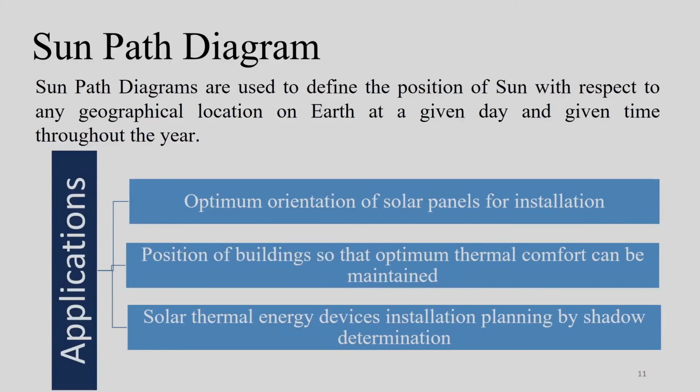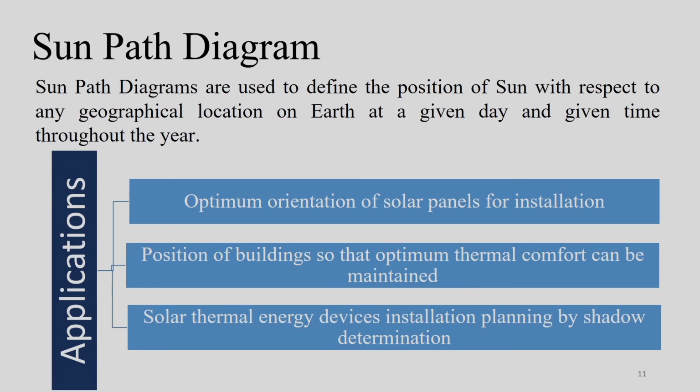Now, let us learn something about sun path diagram. The sun path diagrams are used to define the position of sun with respect to any geographical location on earth at a given day and given time throughout the year. And there are many applications.